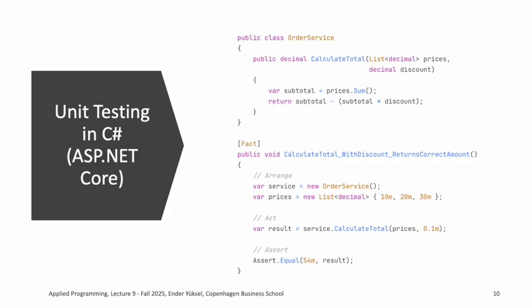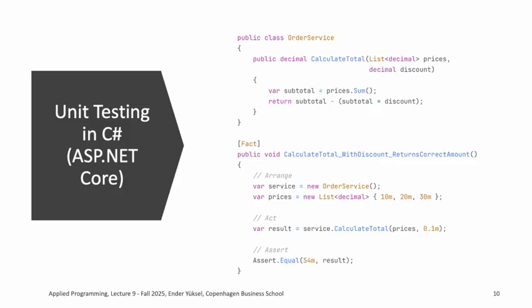Notice it has a fact attribute. This tells XUnit that this is a test method to run. The method name follows a convention: method name, underscore, scenario, underscore, expected result. This makes it crystal clear what the test is checking. Here we are testing that calculate total when given a discount returns the correct amount.